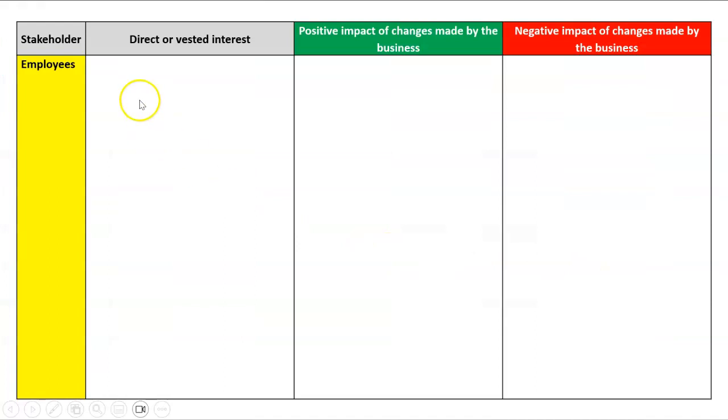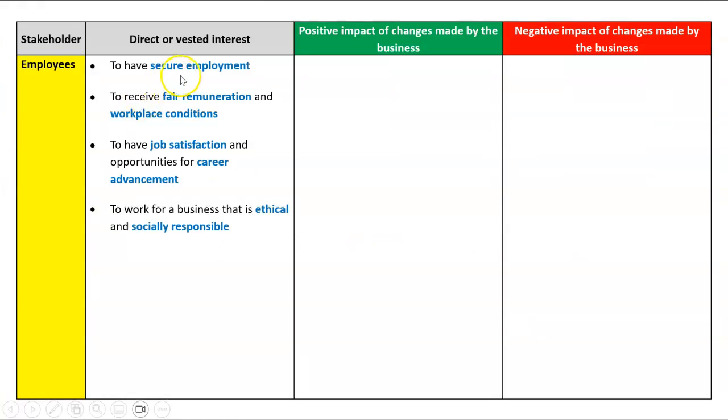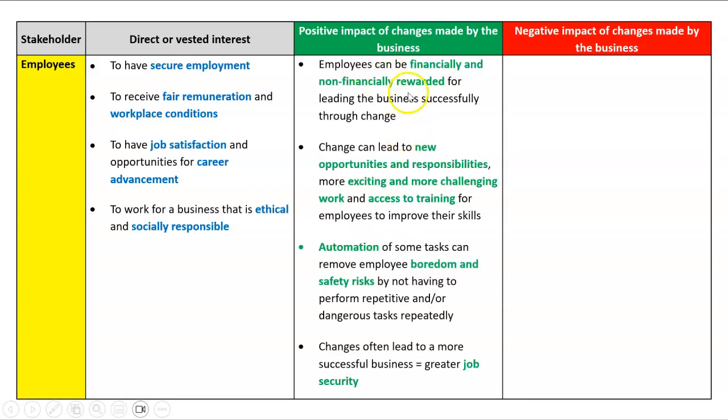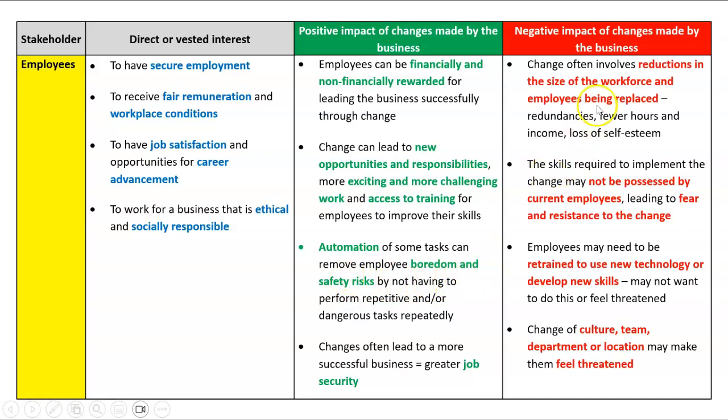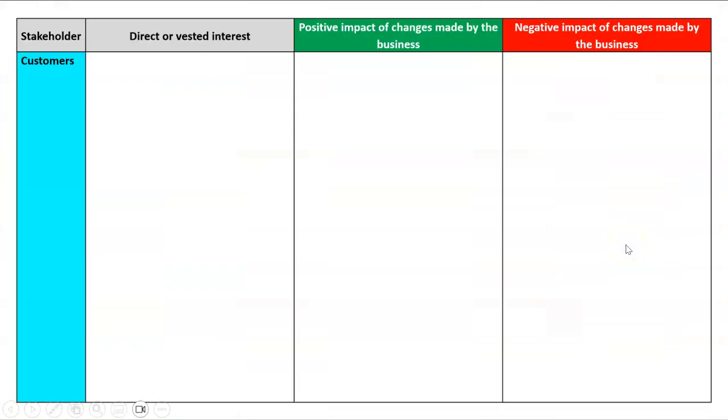What about employees? What do they want from the business? Well, similar to managers, secure employment, fair remuneration, job satisfaction, and so on. How can they be positively impacted by change? Again, they can be financially rewarded or non-financially rewarded. There's new business opportunities. Automation can help some employees, like in the Amazon factory, it can make some tasks easier. But the negative impact is obviously change often involves employees being made redundant or having to learn new things, which they often don't like to do.